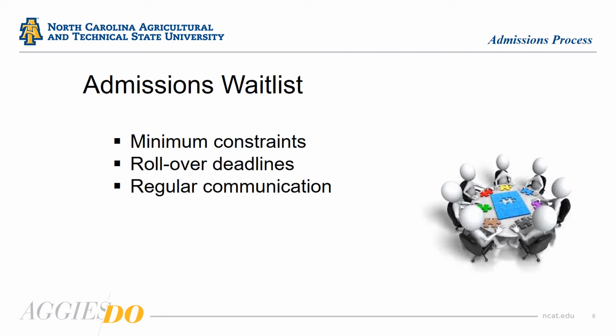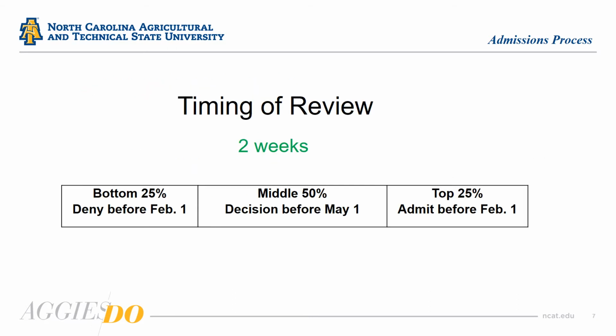There should also be regular communication with the admitted applicant pool not on the wait list so that the department knows when to move others off the wait list in a timely fashion. Departments should notify applicants within 2 weeks of an application arriving to the department. This is an important best practice for timely review and admissions.